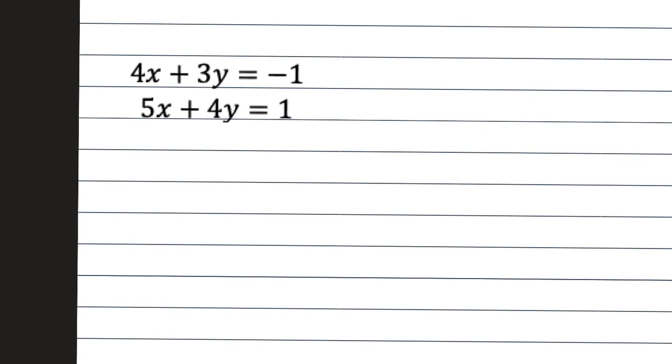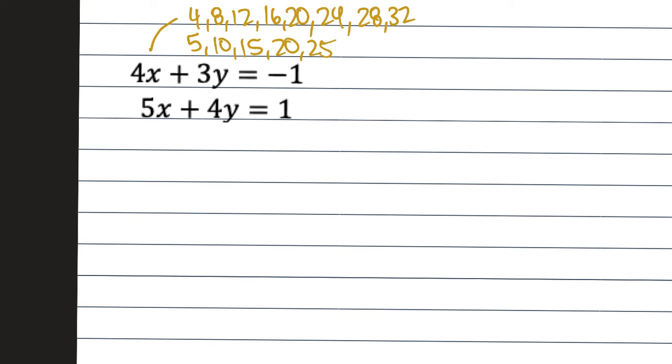If we're looking at the x's, I have 4 and 5. So we're going to count up by 4. And a multiplication table may be helpful for this. Knowing your multiplication table is definitely important. And then I'm going to count up by 5. And we're going to look at what is the first number that these two numbers have in common. I see 20. So if we want to cancel out the x's, we want the coefficient to be 20.